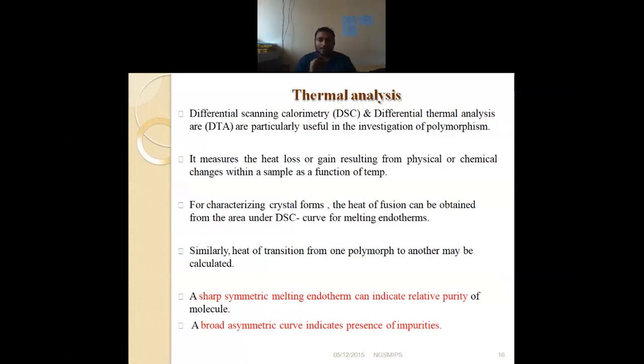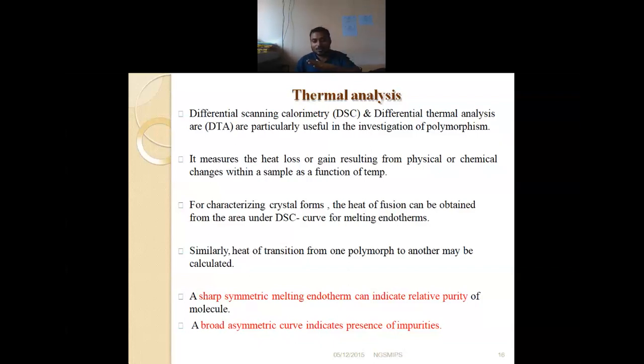So it measures the heat loss or heat gain resulting from physical or chemical changes. So when we are measuring the heat loss or heat gain of a particular substance, it will change some chemical or physical properties of that substance. When we apply heat, some changes will occur in the substance, and we get their differences with the help of endothermic and exothermic peaks.